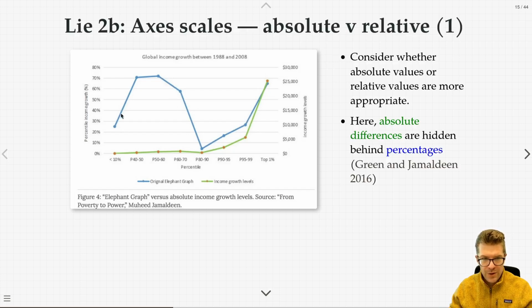This is called the elephant graph because it looks like an elephant with his trunk sticking up here on the right. And it shows different percentiles of groups of people. So people in the lower 10% in terms of income. Those kind of buckets through binning. And then you have the percentile income growth. So in the lower 10%, how much did their income grow between 1988 and 2008? And they did this for each of the different buckets over here. Okay, so looking only at this blue graph over here, you would interpret the following.